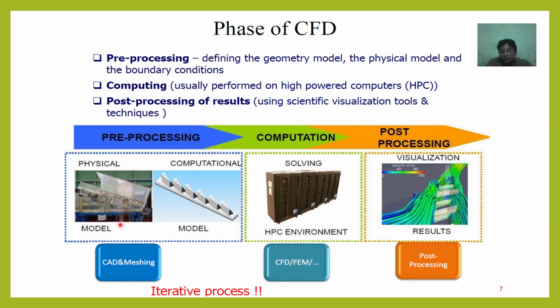So that means we will be replicating that physical model into the computational model. After replicating it, we will try to solve the whole problem. As we solve it, we will get some visual images out of it that we need to analyze. This is known as the result, that is, the post processing.